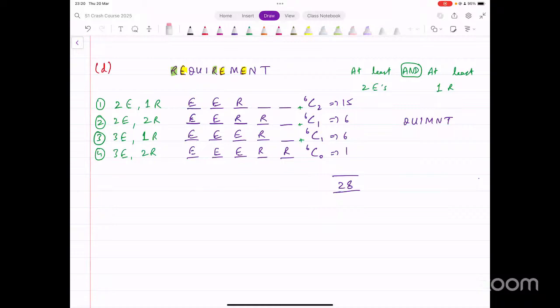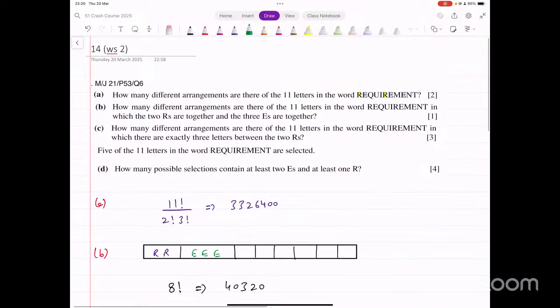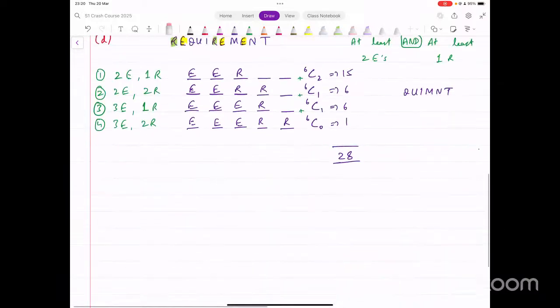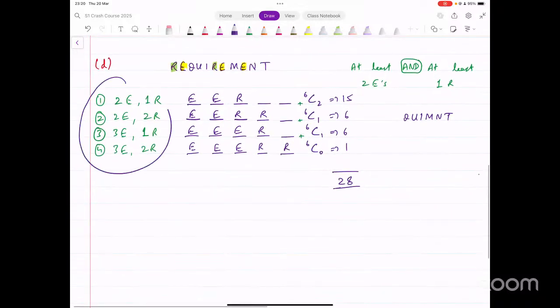Okay, so if the question did not have any condition given, so if the question did not say you want at least 2 E's and at least 1 R, if there was no condition like that, in that case, you would have to consider all the possibilities, right? In this case, we are only considering 4 cases because they satisfy that given condition. But if that condition was not there, then you would have a lot of other cases as well.